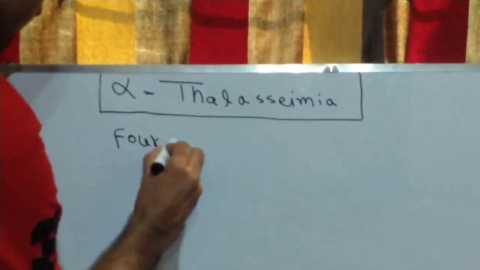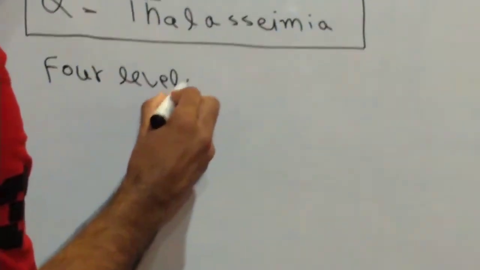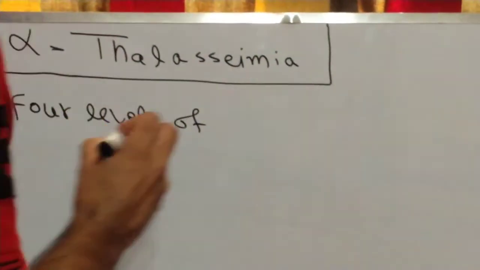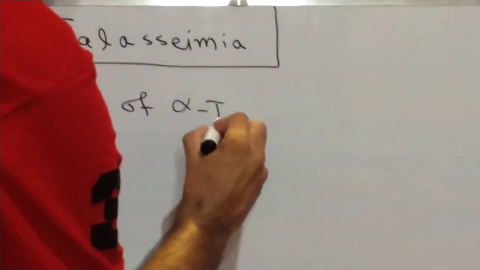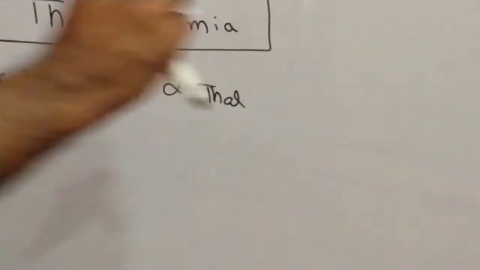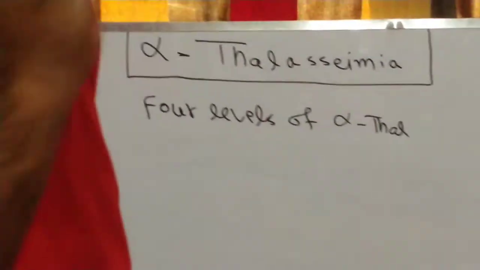Four levels of alpha thalassemia on the basis of the absence of alpha globin genes.